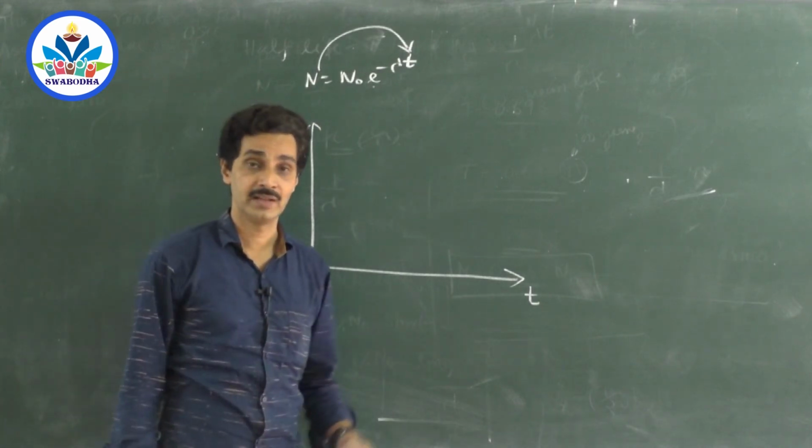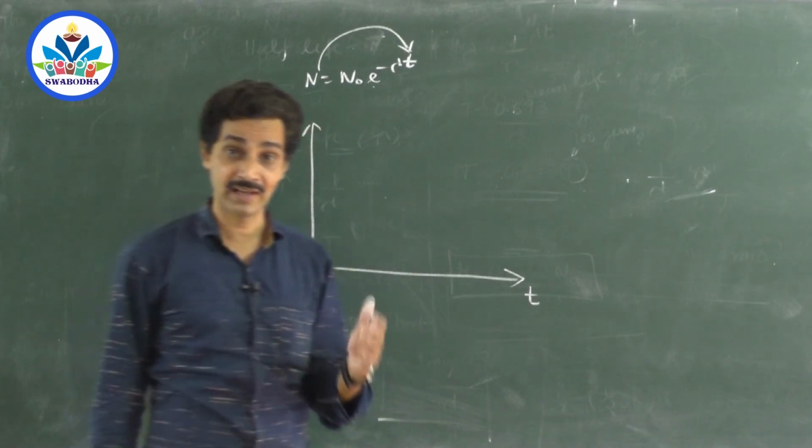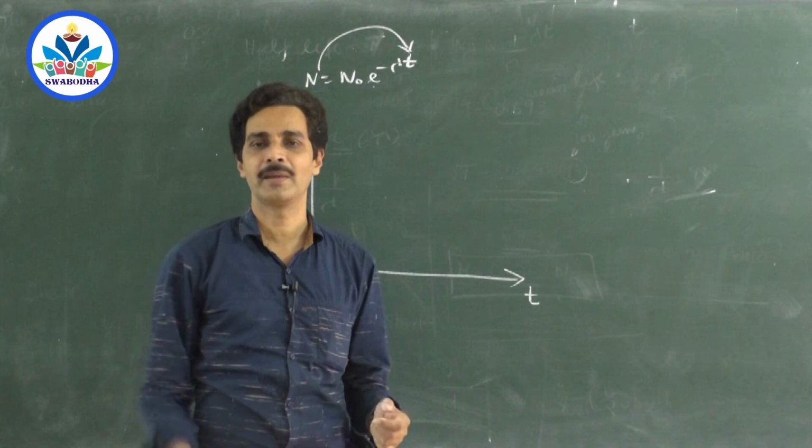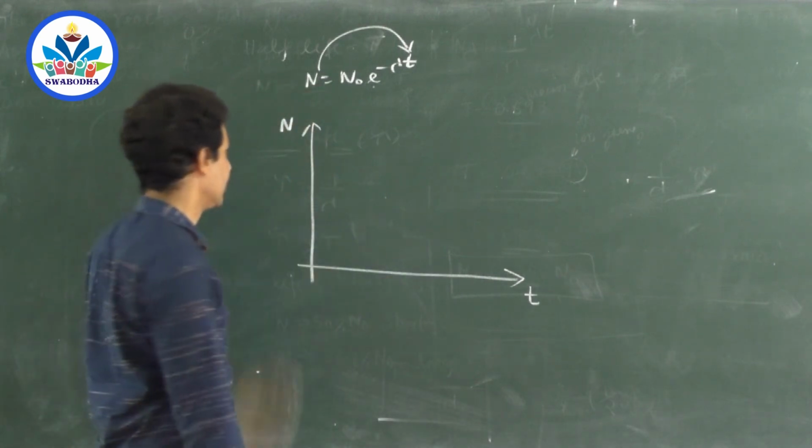Till this we were saying that it is exponential decay. What do you mean by exponential? How will the graph be? Is it a straight line? Will it look like a parabola, or a straight line, or a circle? It is like this, exponential.